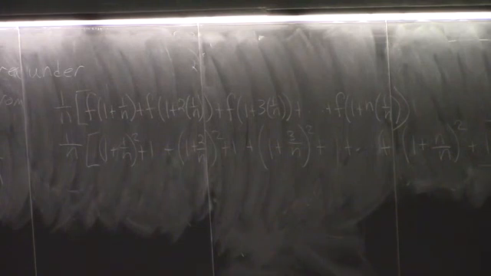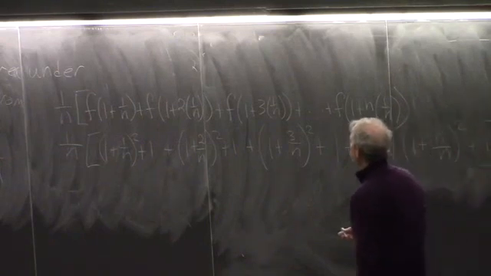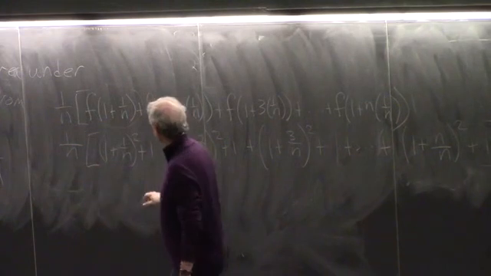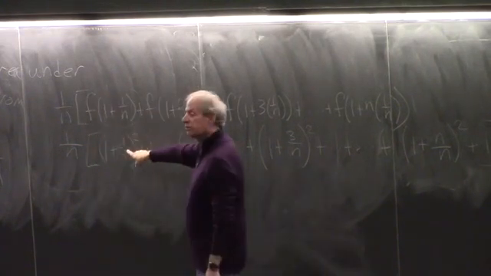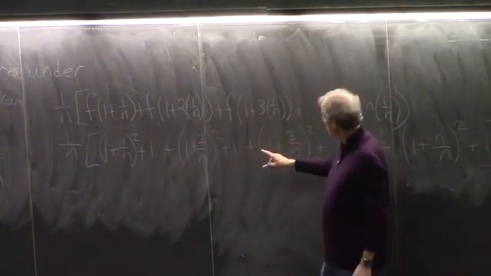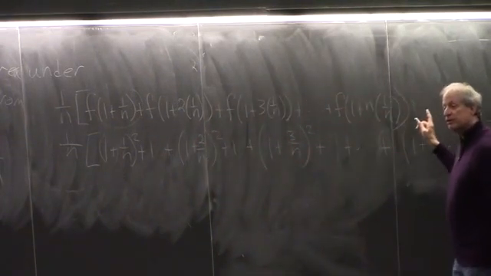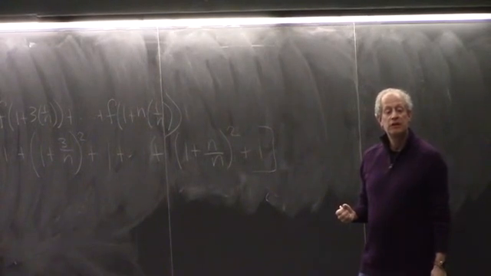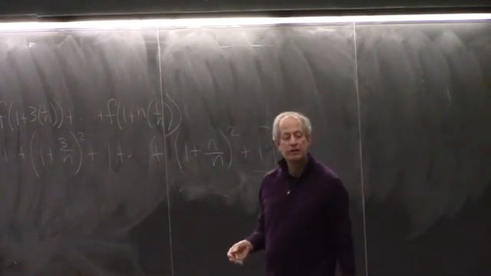The function is f of x equals x squared plus 1. So I have to take this and plug it into x squared plus 1. So my first one is 1 plus 1 over n, squared, plus 1. 1 plus 2 over n, squared, plus 1. 1 plus 3 over n, squared, plus 1. Up to 1 plus n over n, squared, plus 1. That's my function. Yes? We're using right hand rectangles.